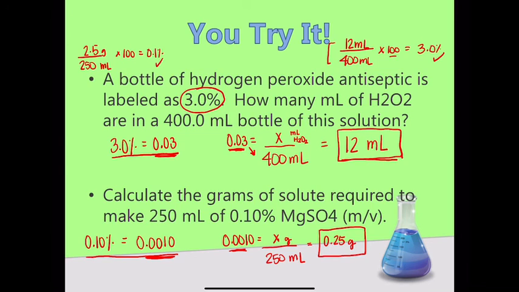Same thing with the bottom here. We had to convert that percent to an even smaller decimal. So we put it on the left side of our equation. I set it up as X grams because that's what we were trying to find out, how many grams of solute were required. 250 milliliters of total solution. Again, we cross-multiplied 0.0010 times 250, and that left me with 0.25 grams. And so that is your answer on that one, okay?